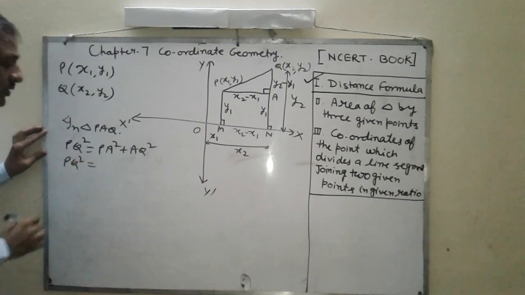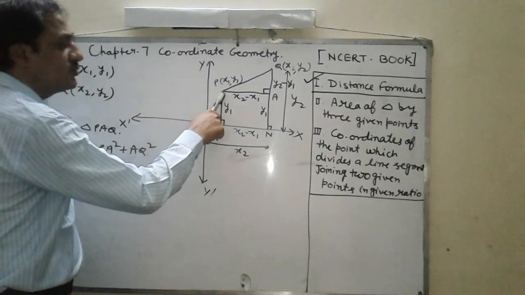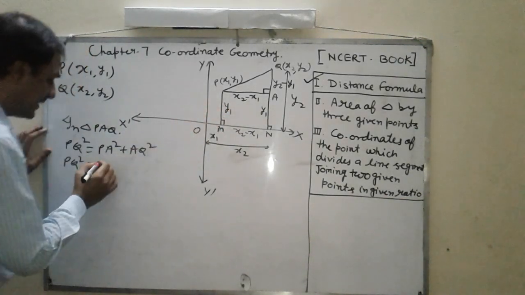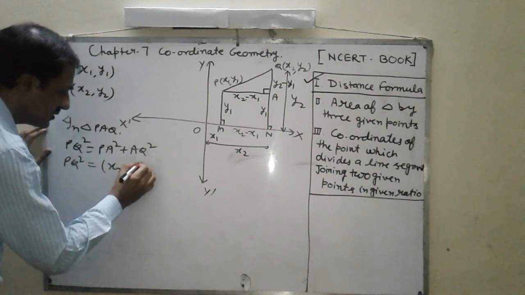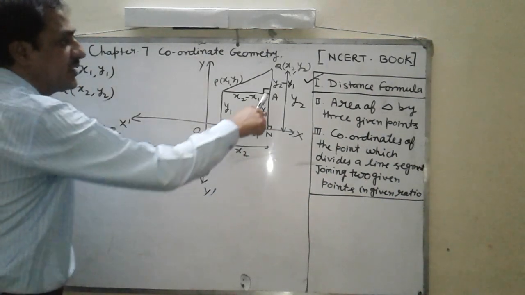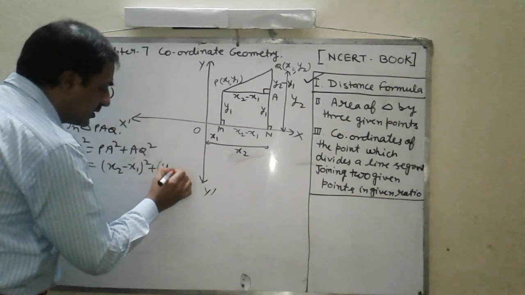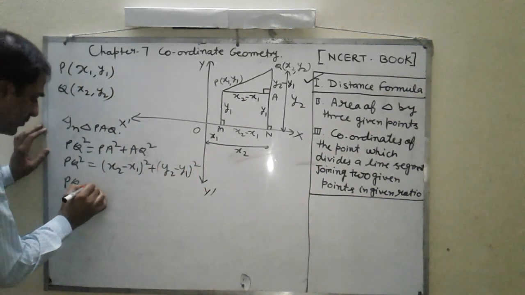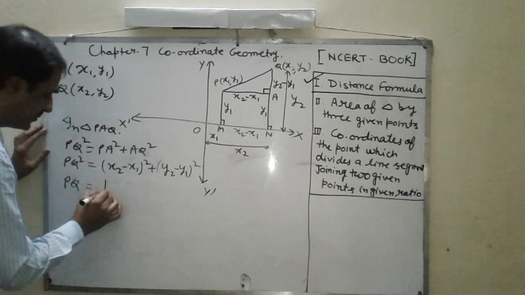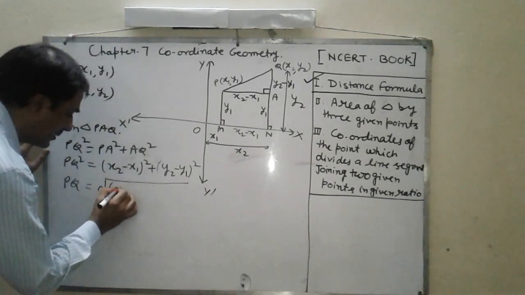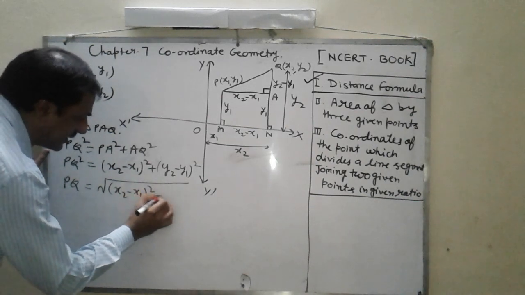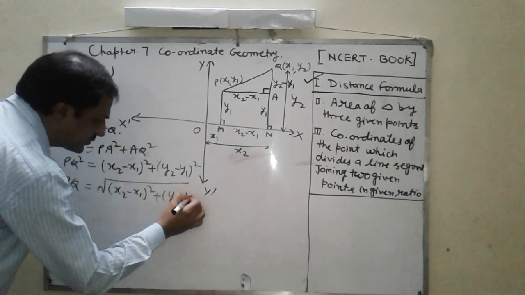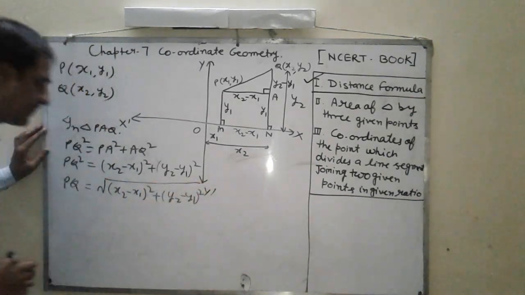PQ square is equal to PA square. PA is x2 minus x1 whole square plus AQ. AQ is y2 minus y1 whole square. Taking square root on both sides, we will get PQ equal to square root of (x2 minus x1) whole square plus (y2 minus y1) whole square.